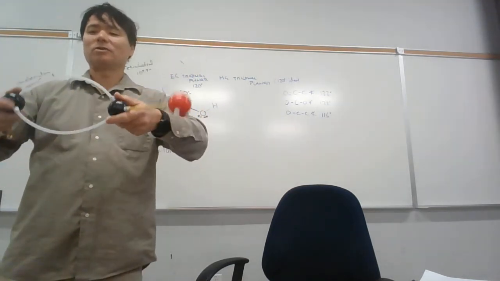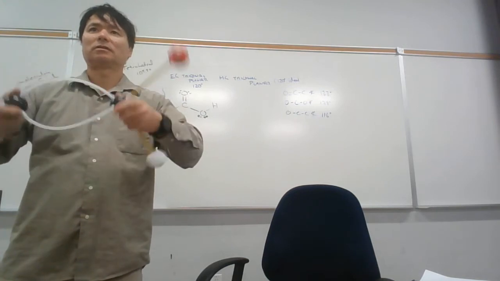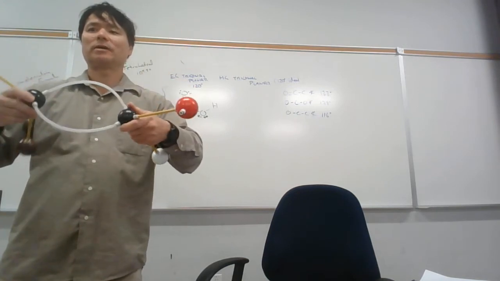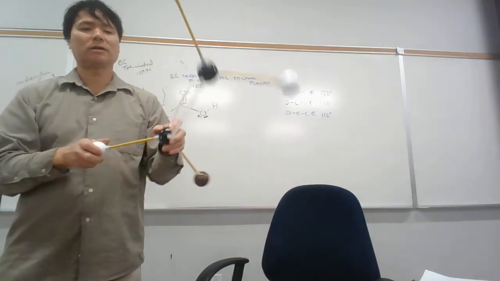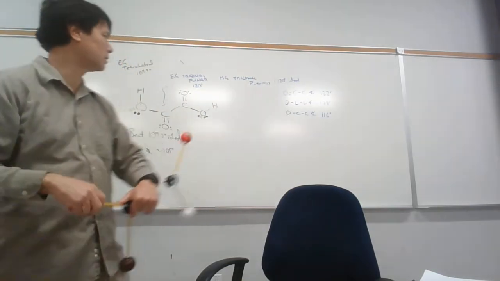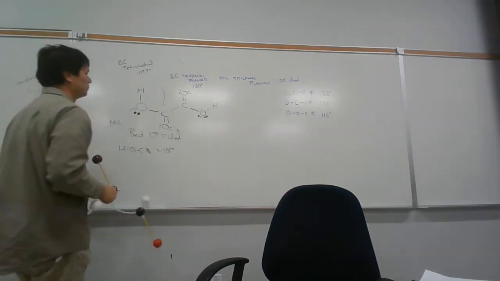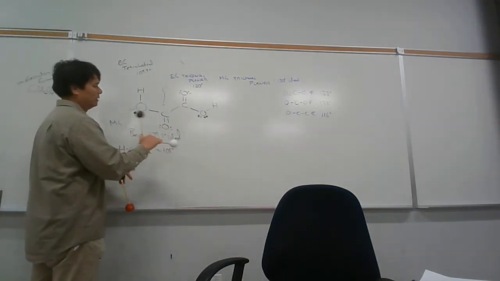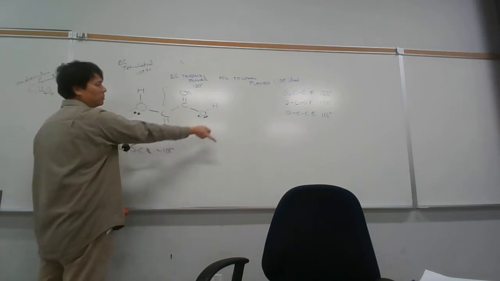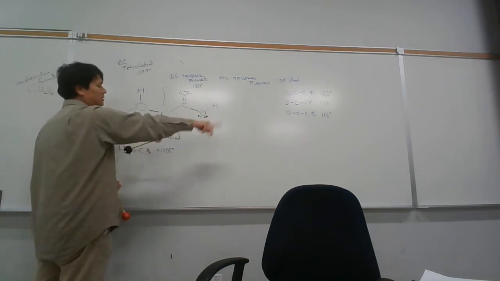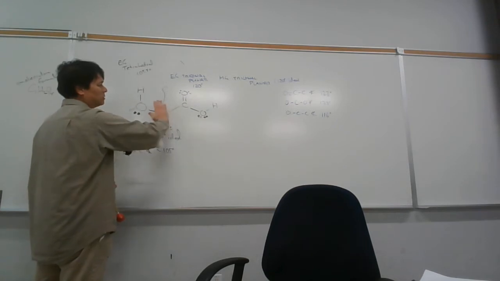Double bonds don't rotate though, and so I can't do the same with double bonds. But single bonds do rotate, and so I can rotate this. And this part, this COH, the OH is like a propeller. It can rotate in and out of the plane if it's spinning. And so I'll just keep it flat.